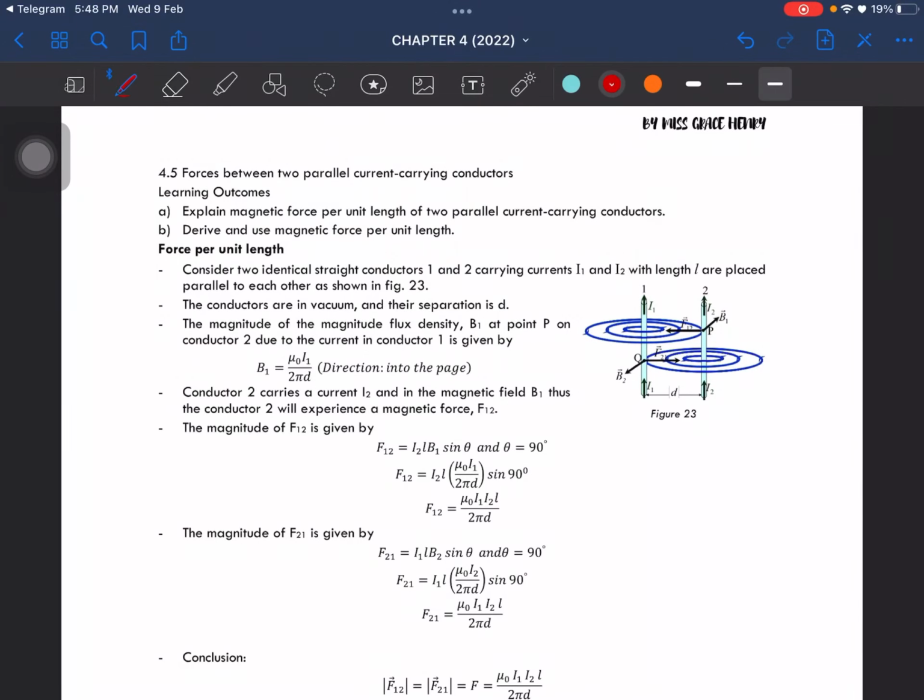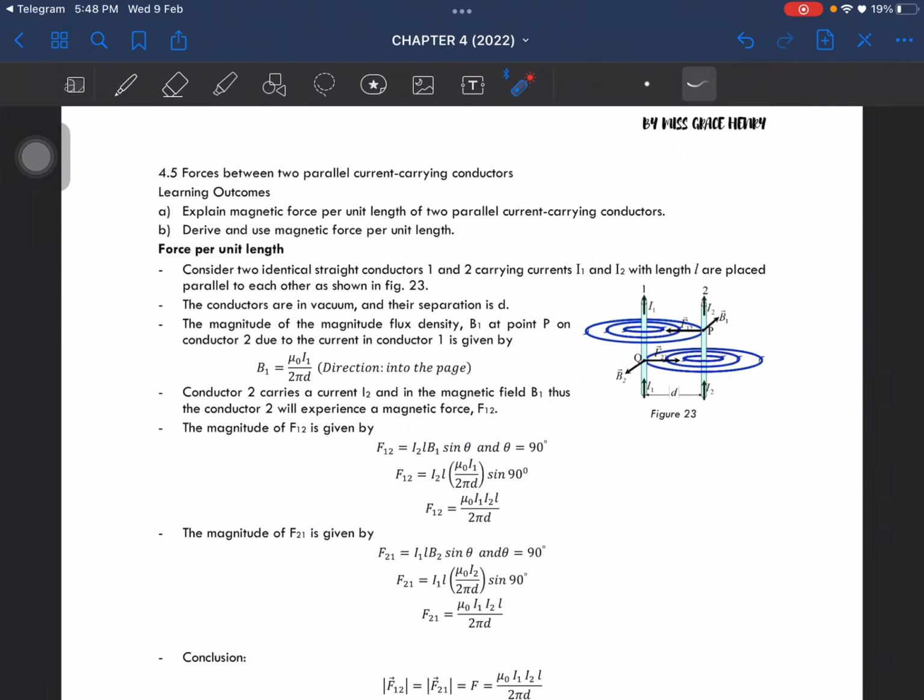Okay, our fifth subtopic is on forces between two parallel current carrying conductors. In this subtopic, you should be able to explain magnetic force per unit length of two parallel current carrying conductors, and lastly derive and use magnetic force per unit length. Okay, force per unit length.